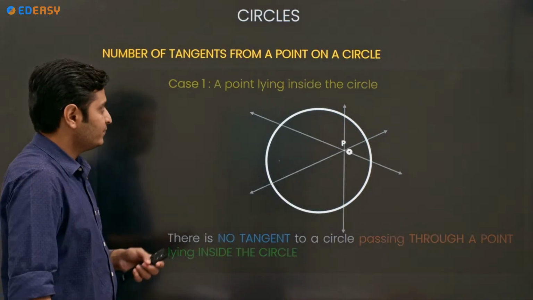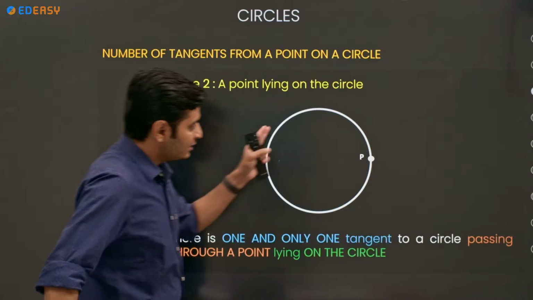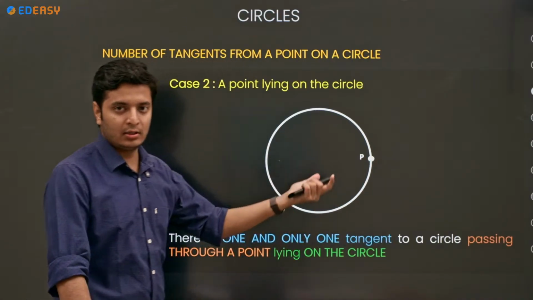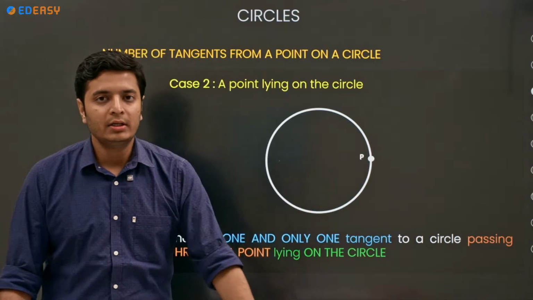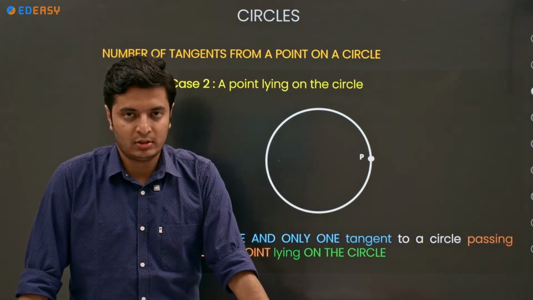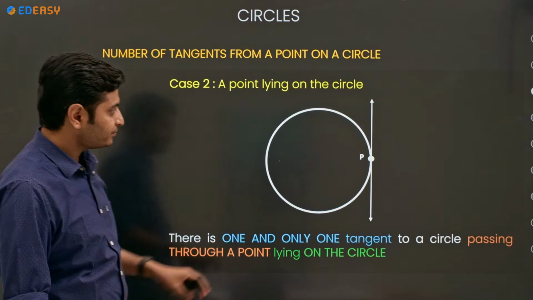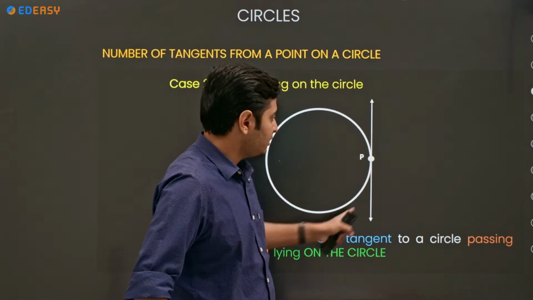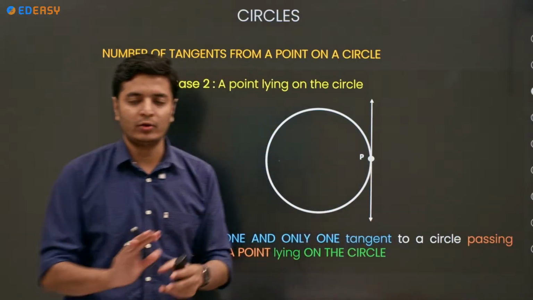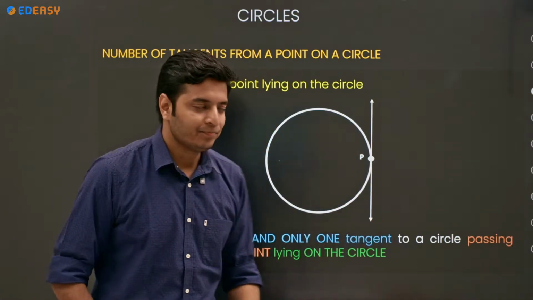Second scenario, the second case, would be the point is on the circle now. The point is lying on the circle now. Here one tangent is possible. Let's see. As you can see, this line is meeting this circle at only one point, the given point P, correct?